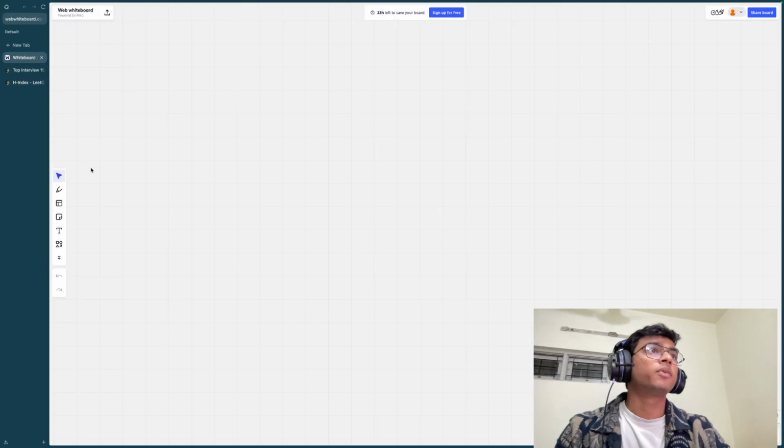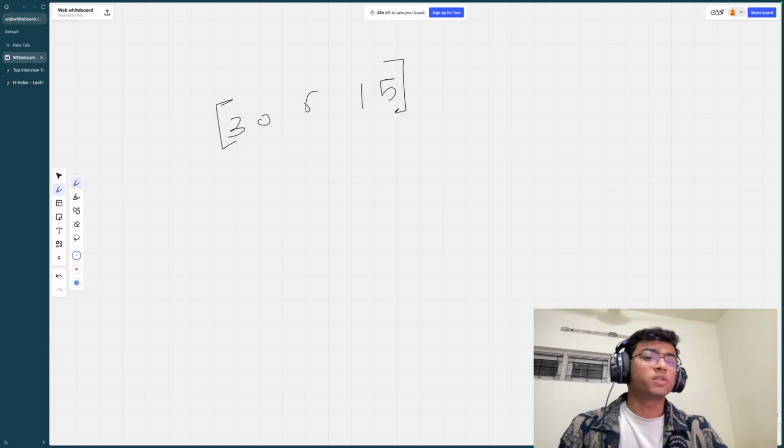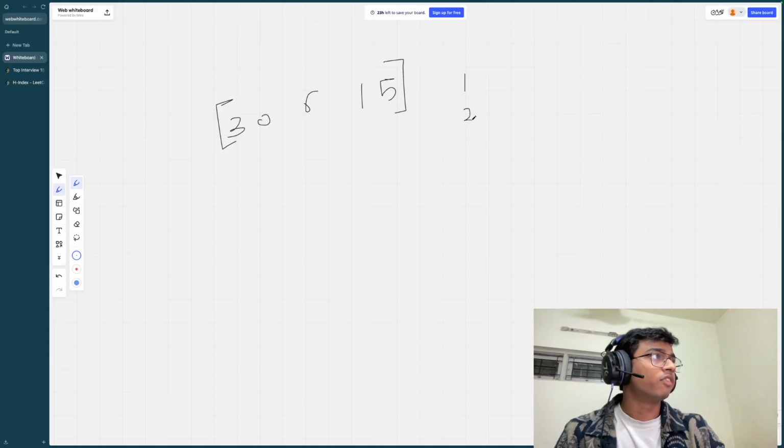So let's take it to the whiteboard and try to formalize the problem a little bit. So you have this 3 0 6 1 5, and you want to find the h-index. Now, what is the brute force way of doing this problem? So basically, for each h-index, we want to see whether the particular value qualifies or not. So we'll start from 0 and we'll see. So 0 h-index is qualified by everyone, so we don't need to check anything for that.